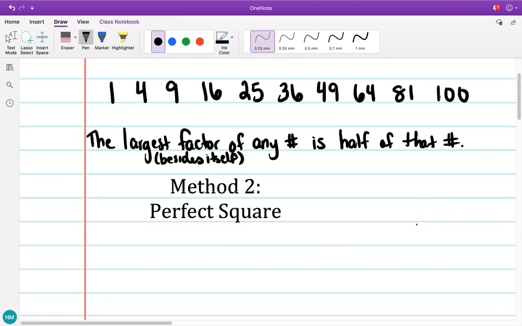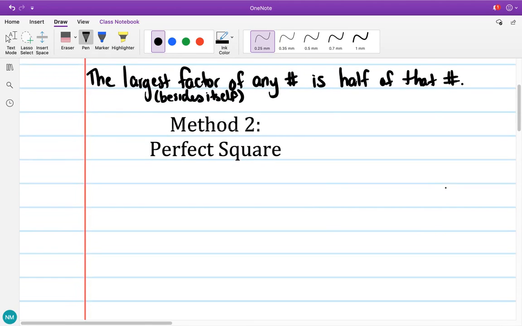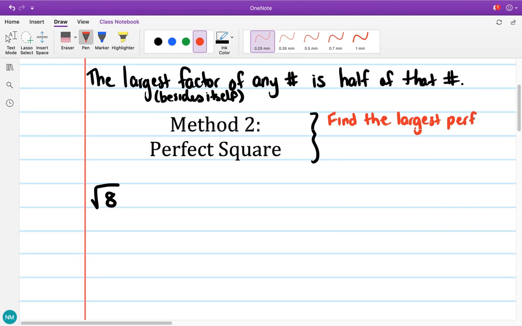So let's do the exact same problems that we did in the last video. So let's do the square root of 8. So for this method, you are going to find the largest perfect square that is its factor. Okay, that is really important here. That is the whole method. Okay, what is the largest perfect square that is a factor of this number right here?